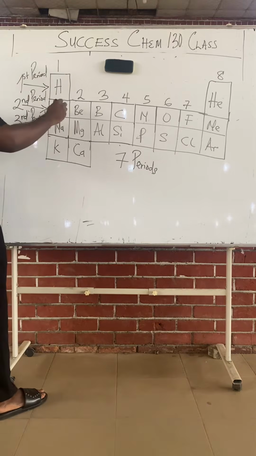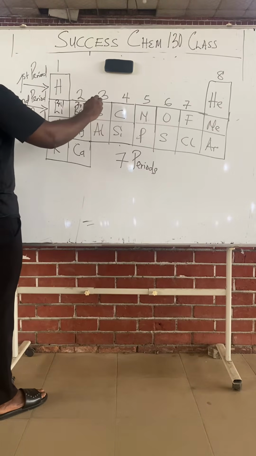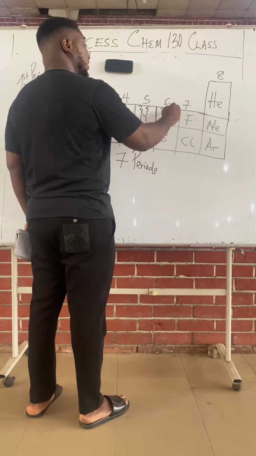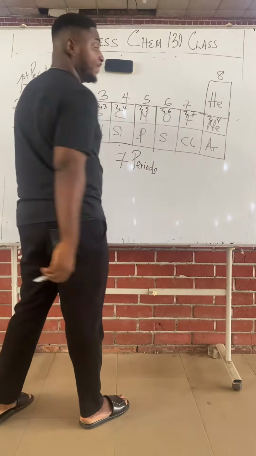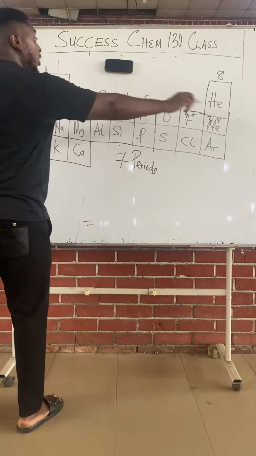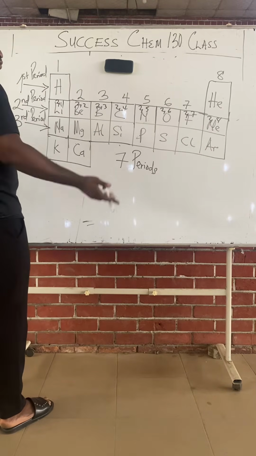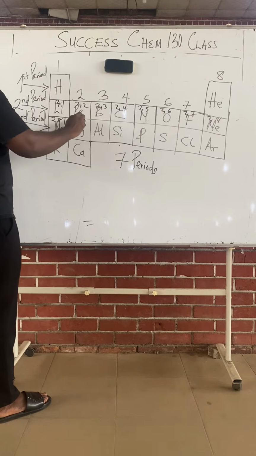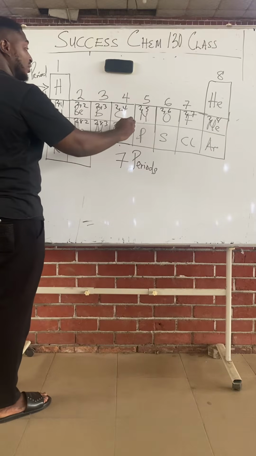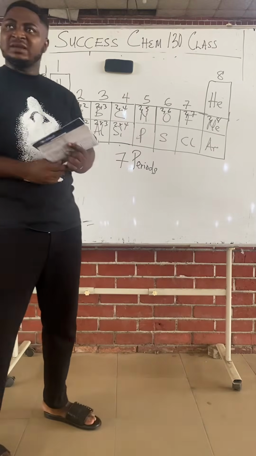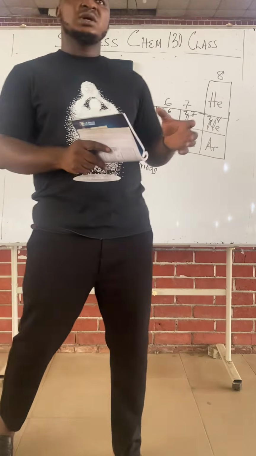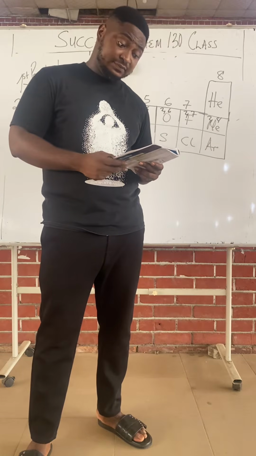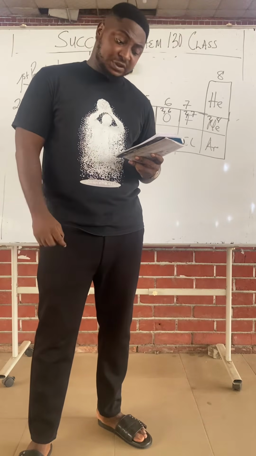Class, check all elements in period 2: 2,1; 2,2; 2,3; 2,4; 2,5; 2,6; 2,7. This is a shell configuration. Elements in period 1 have only one shell, which is the K shell, right? Period 3 elements have 3 shells. What is the configuration for sodium? 2, 8, 1. You can continue on and on. So the period an element belongs to helps us to know the number of shells or energy levels.